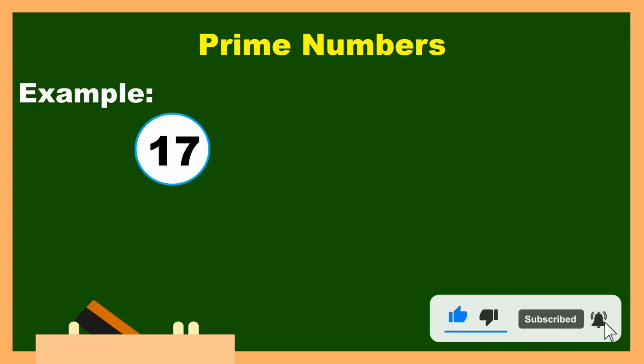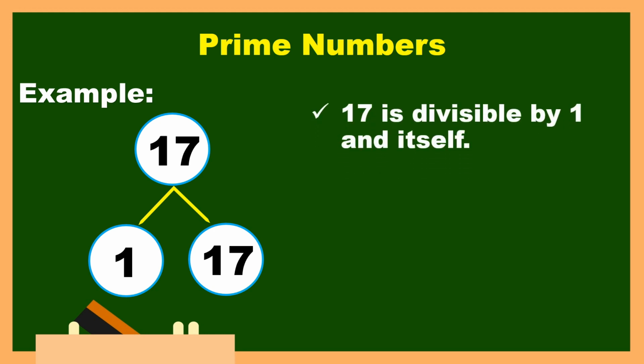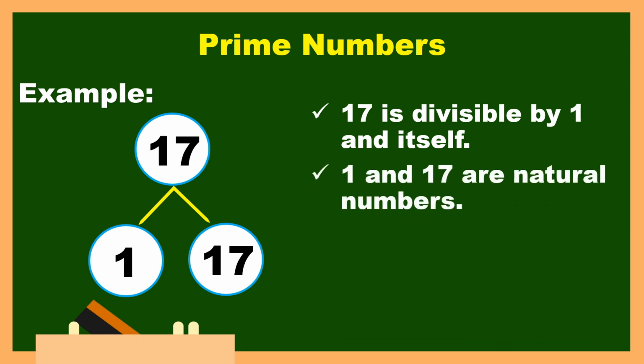Halimbawa ng prime number ay 17. The factors of 17 are 1 and 17. Bakit po 1 and 17? Because 17 is divisible by 1 and itself. Pwede siyang i-divide sa kay 1 at sa kanyang sarili mismong number. And 1 and 17 are both natural numbers. So, pareho silang natural numbers or counting numbers. That is why 17 is a prime number.